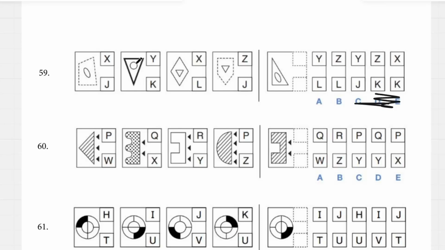Has to be, this is common, which probably corresponds to the number of sides the outside shape has. This has 4, that has 4. This is a triangle, it's going to be Y.